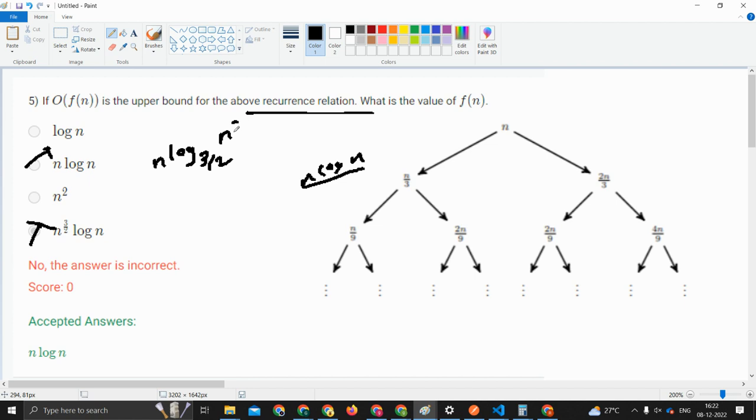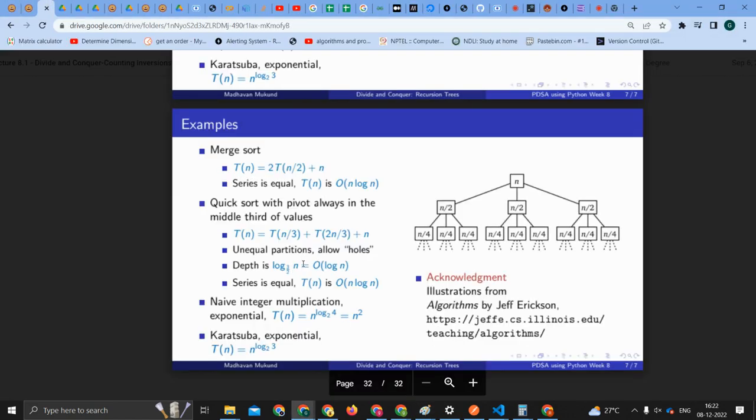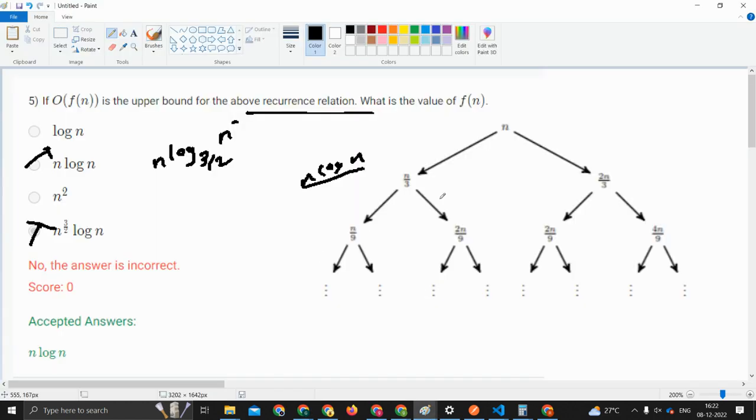Why are we taking 3 by 2 as in the first one? If you just look at the second row, come back to this question. n is basically getting divided into two parts. One is n by 3, and the second one is 2n by 3. And we are looking at the second one, the one which is reciprocal for that. Understood.